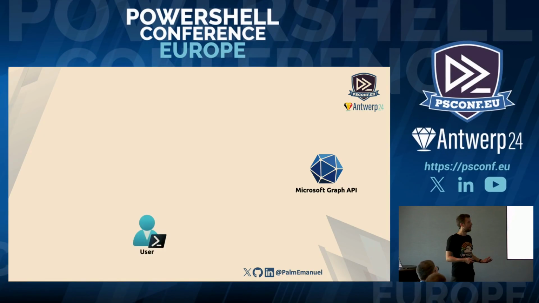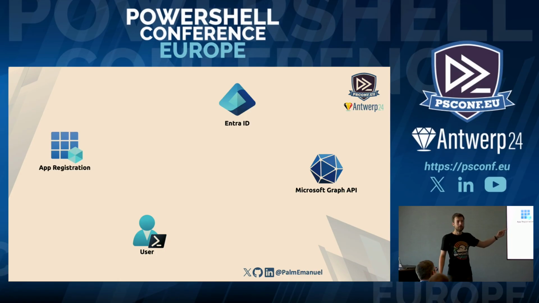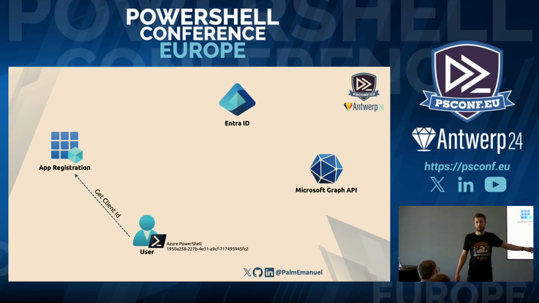If I want to use Graph as a user of PowerShell down here, maybe, we have a few more parts that come into play when trying to authenticate and use an access token. So we have Entra up here, and then we have an app registration. For being able to use Graph, I need to first get the client ID from my app registration. And if you're thinking, but if I run Connect-AzAccount or az login, I don't really need to get the client ID, right? Well, that's because Azure PowerShell and Azure CLI have hard-coded values that are called well-known client IDs or well-known applications from Microsoft.